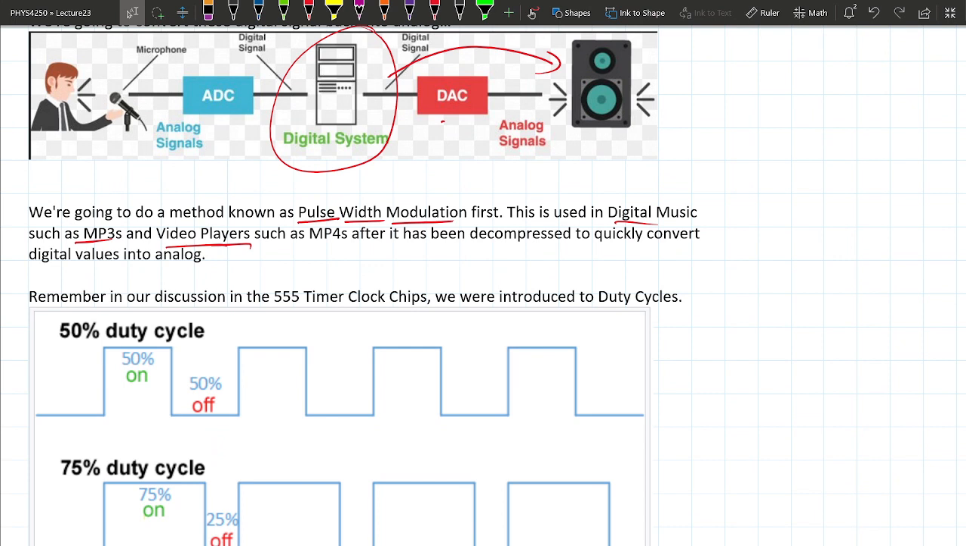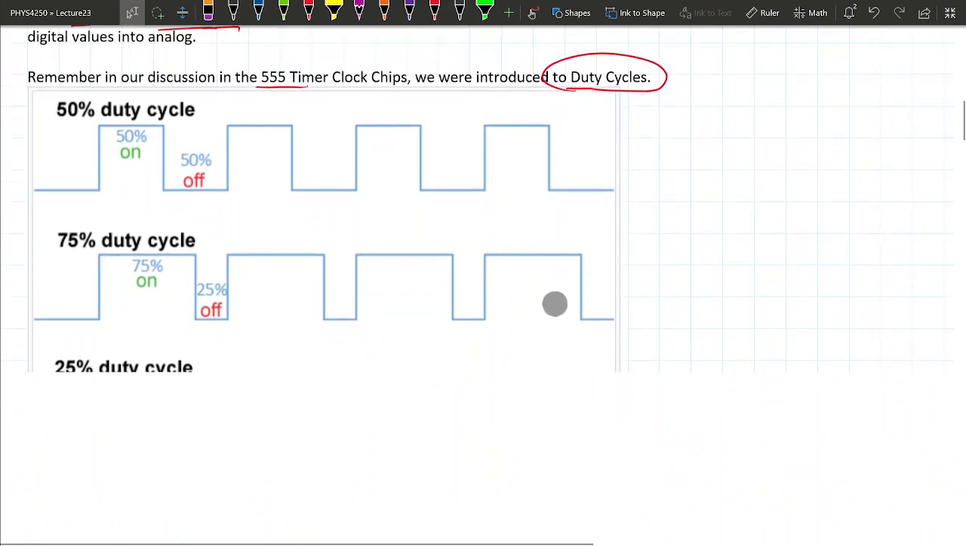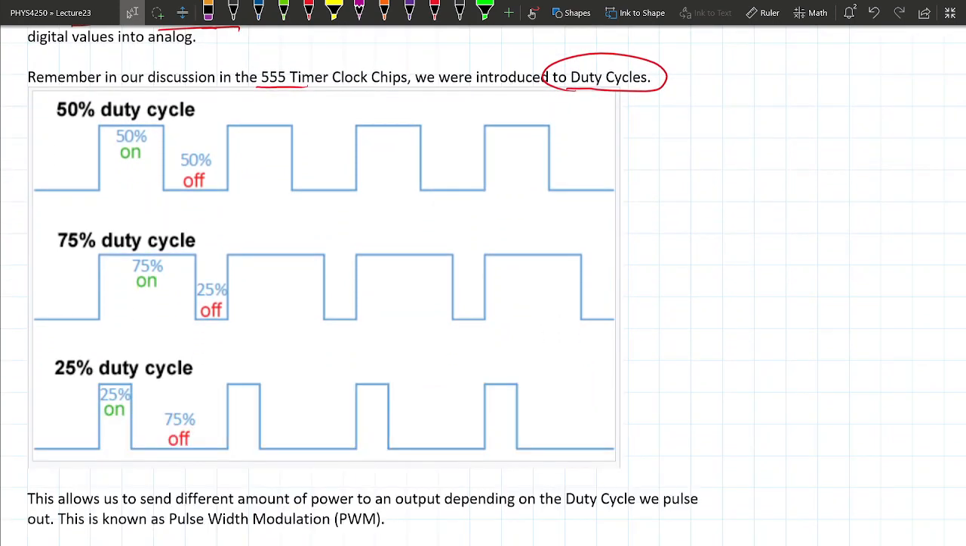So to introduce this, we already kind of did when we looked at the 555 timer clock chips. You may think, what the hell does that have to do with pulse width modulation? We were introduced to this idea called duty cycle, right? Duty cycle basically tells you what fraction of the time the clock is at the high mode as opposed to low, right? Because you can imagine making a clock that has a 25% duty cycle, where most of the time is actually off. This may save power actually.